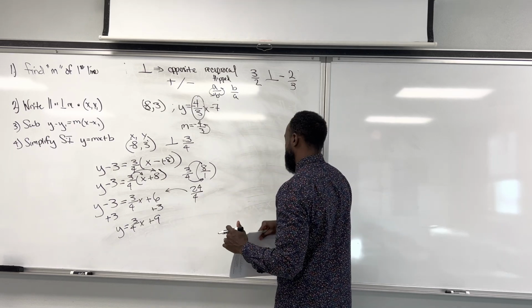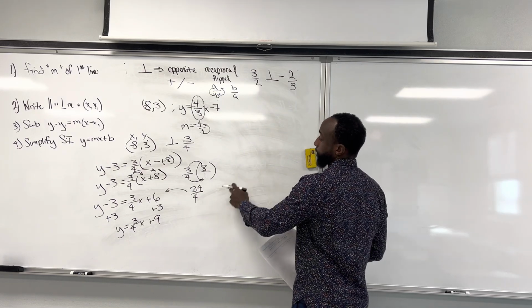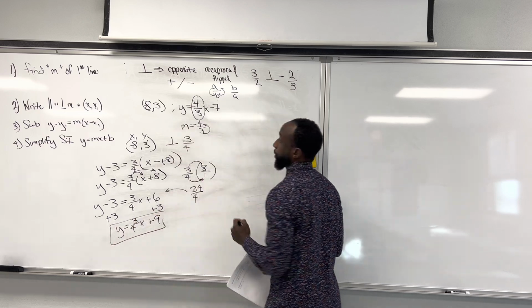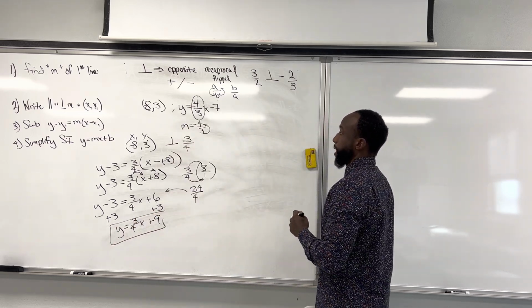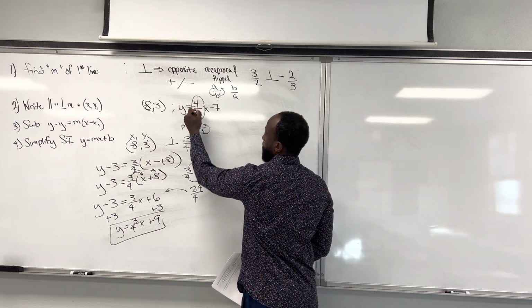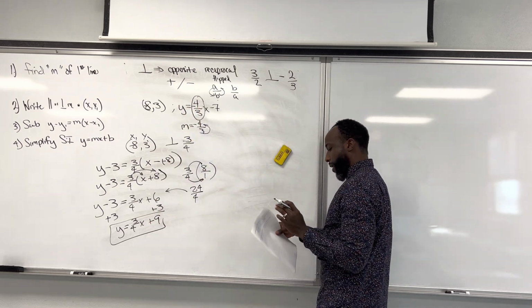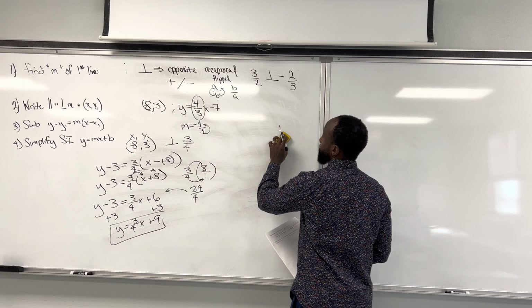So y equals 3 over 4x plus 9. All right, so this is the equation for the line that's perpendicular to this line here. Notice that the slope is the opposite reciprocal. Okay. Let's look at our last example.